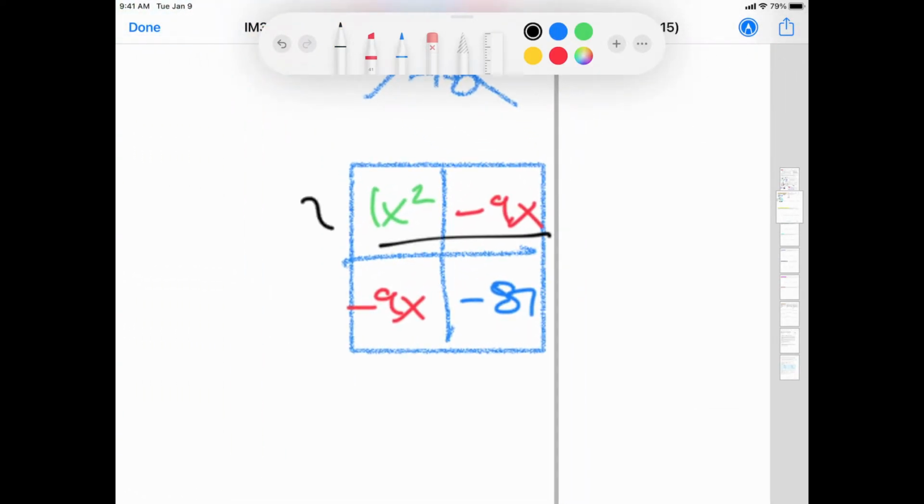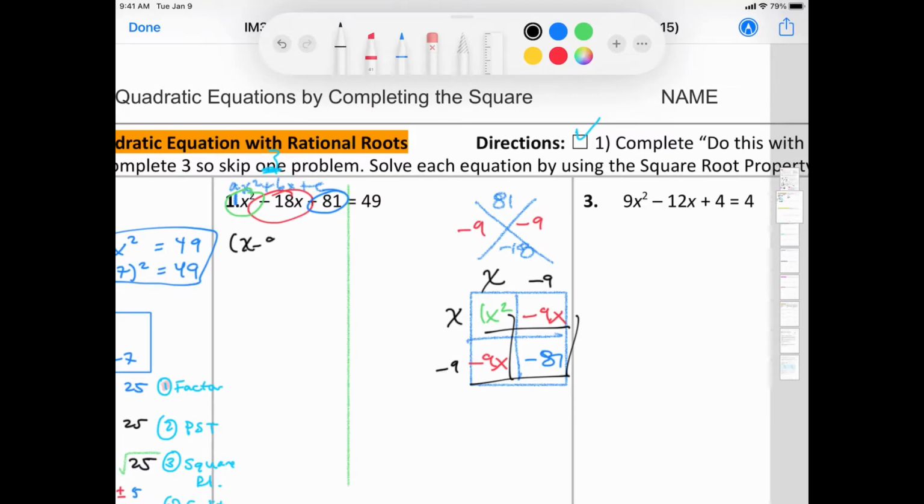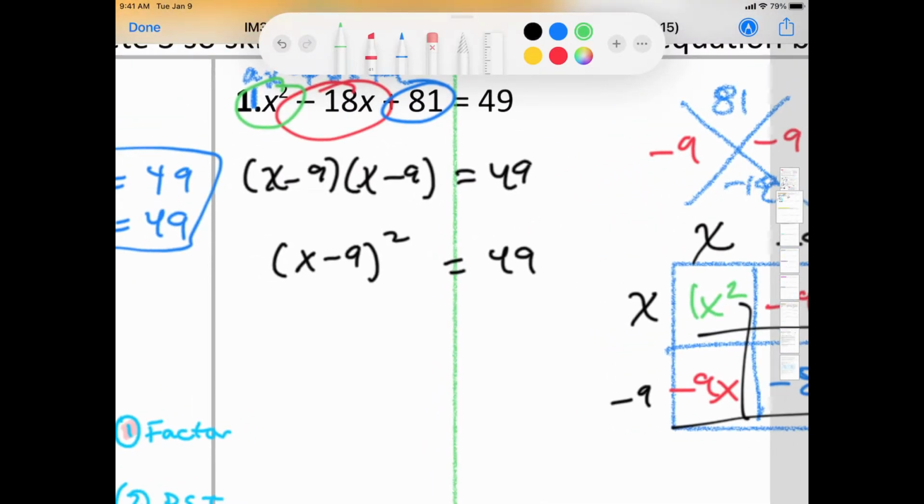To factor this one, I'm going to get an x, negative 9, x, and negative 9. So you're going to get x minus 9, x minus 9. And we can write that now as a perfect square trinomial. Okay. Next thing I'm going to do is take the square root. And remember there's a 2 right there, the index, so these will cancel. You're going to be left with x minus 9, and square root of 49 is 7.